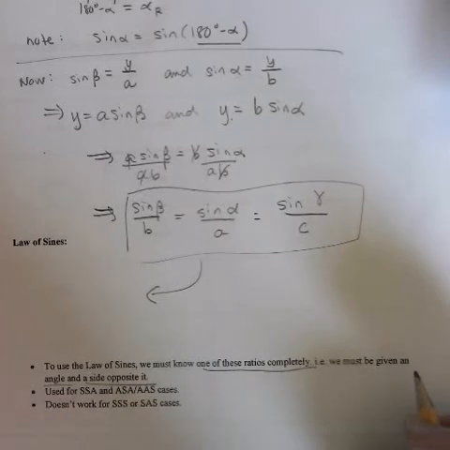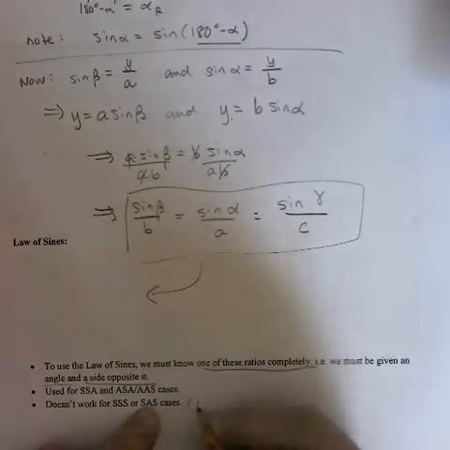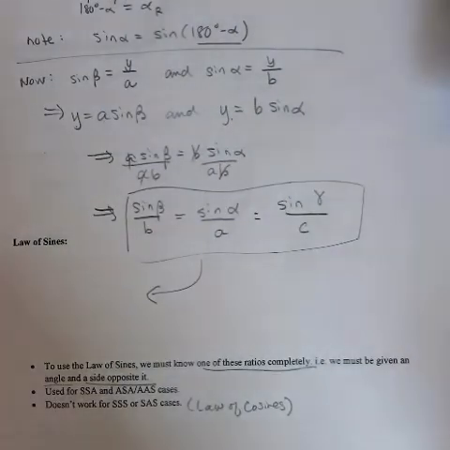This does not work for SSS because we don't know an angle, and SAS because the angle we're given, we don't have the side opposite. So these, again, we already said this, but we need law of cosines for these two cases. We'll talk about that in the next section.